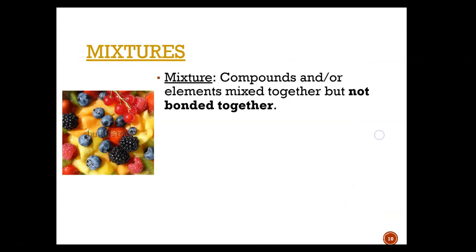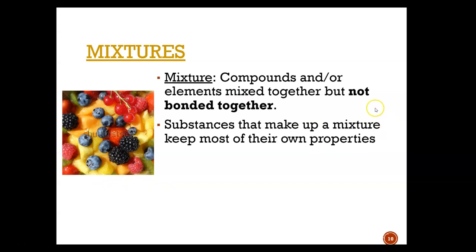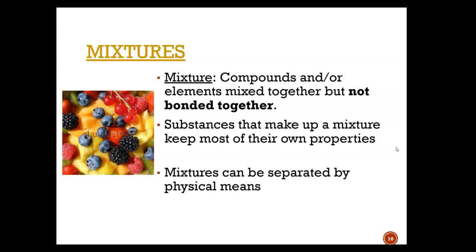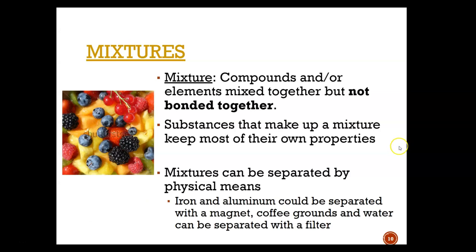A mixture is a compound or elements that are mixed together but not bonded. So much like our fruit salad here, those things are not bonded together. We can actually separate them. Substances that make up a mixture keep most of their own properties, so our fruit isn't going to taste like the surrounding fruit. And we can separate it by physical means. We can physically remove them with our hands. Iron and aluminum could be separated with a magnet because iron is magnetic and aluminum is not. Coffee grounds and water can be separated with a filter. So those are examples of mixtures.